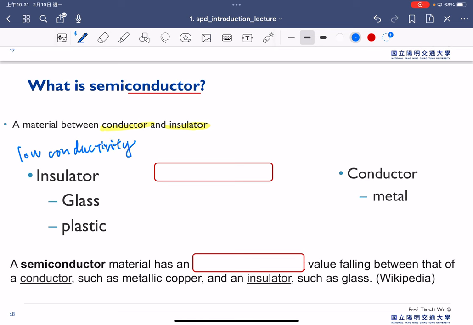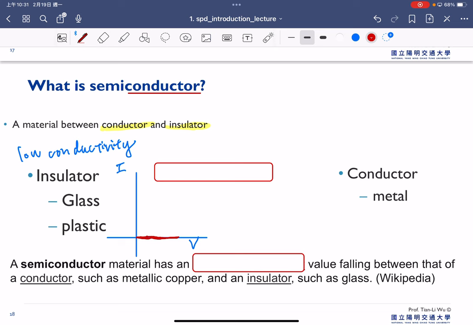Very low conductivity. As engineers, for sure we are always interested in the current versus voltage characteristic. No matter whether it's a transistor or a material, we are always interested in the IV curve. So for an insulator, low conductivity means that when we apply a voltage, it should have no current. That's what low conductivity means here.